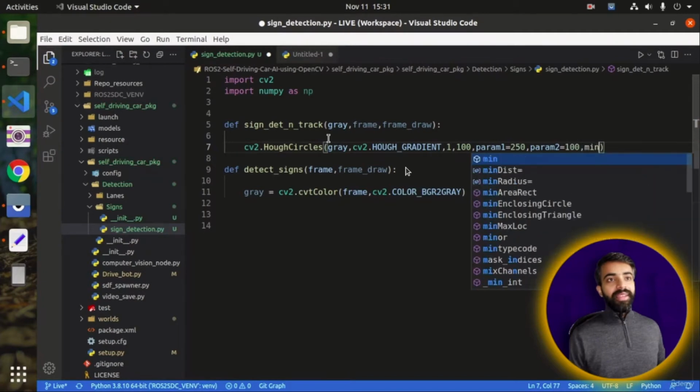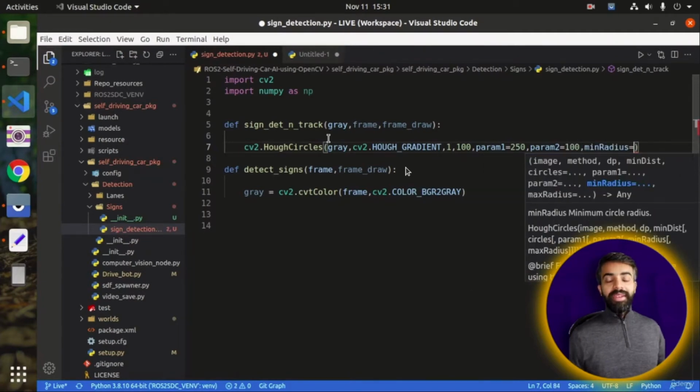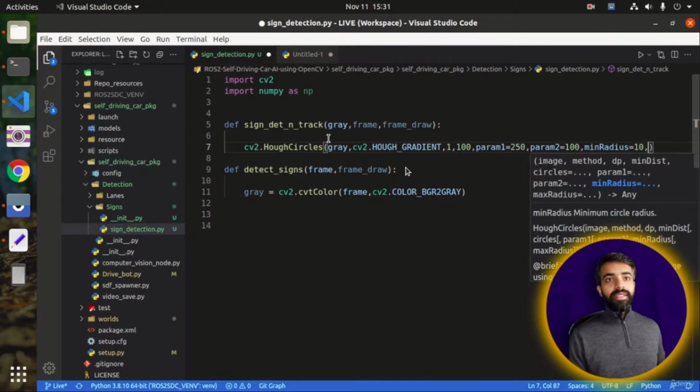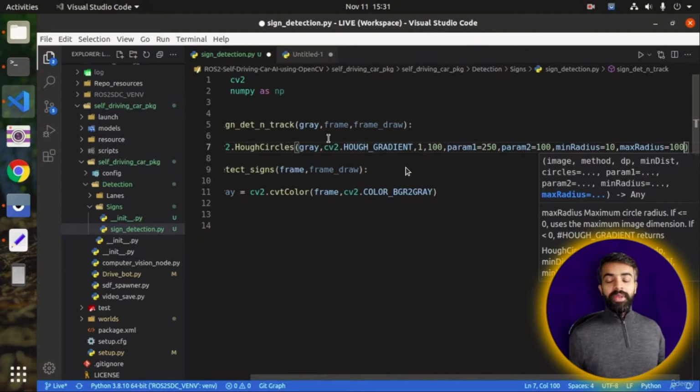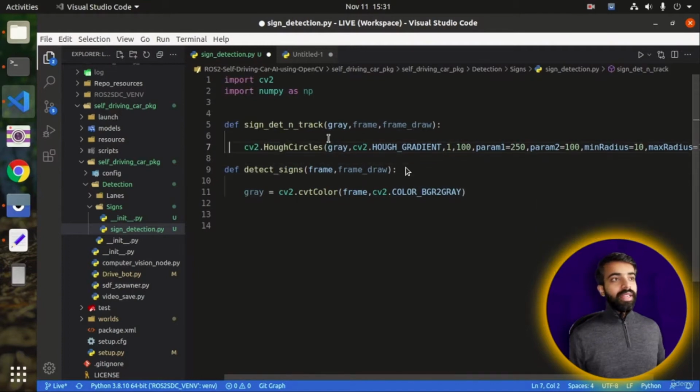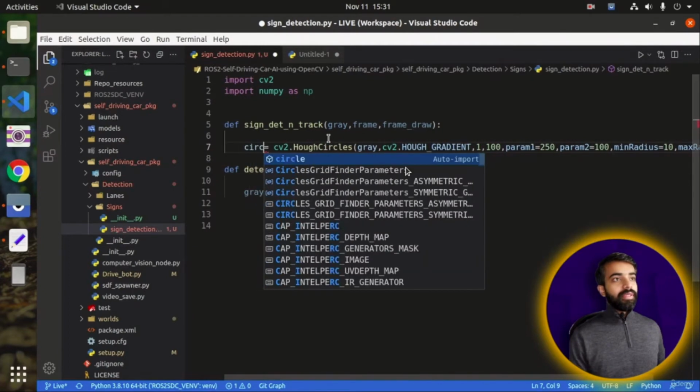Then we provided the minimum radius as its sixth argument. Now the minimum and the maximum radius is basically the radius range for the circles to be considered as valid circles by this Hough circles function. So we provided a reasonable value of 10 pixels. Then we move on to maximum radius, and we provided 100 pixels as the maximum because we considered this range to be an adequate range for detection of signs that are of circular shapes. Once we provide all the arguments, what we get as an output are the circles.